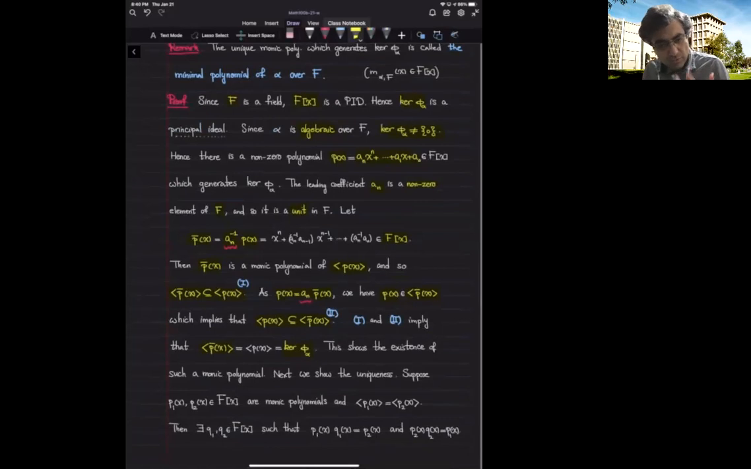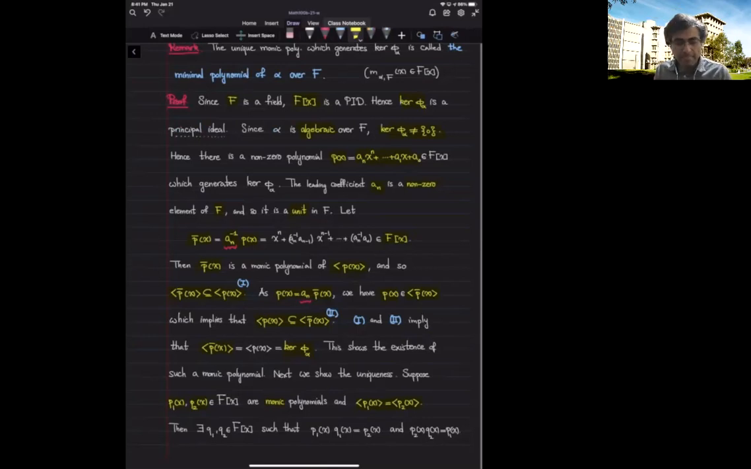In fact, this we show in a more general setting. What do I mean by that? Suppose I tell you that P1 and P2, both of them are monic polynomials, and both of them generate the same ideal. So if I give you two monic polynomials that generate the same ideal, then they are the same polynomial. This is what I want to show. So in particular, this shows that there is a unique monic polynomial that generates the kernel of the evaluation.